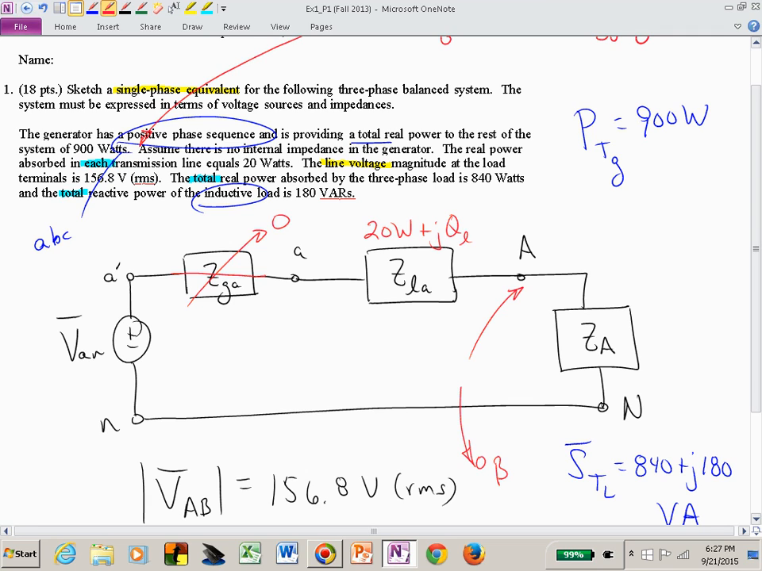You don't have to draw the entire system, and I don't even tell you how the original system is interconnected, do I? I don't tell you how the source is connected. I don't tell you how the load is connected. You don't need to know that. You can still extract the information that you need to fill in this single phase equivalent.